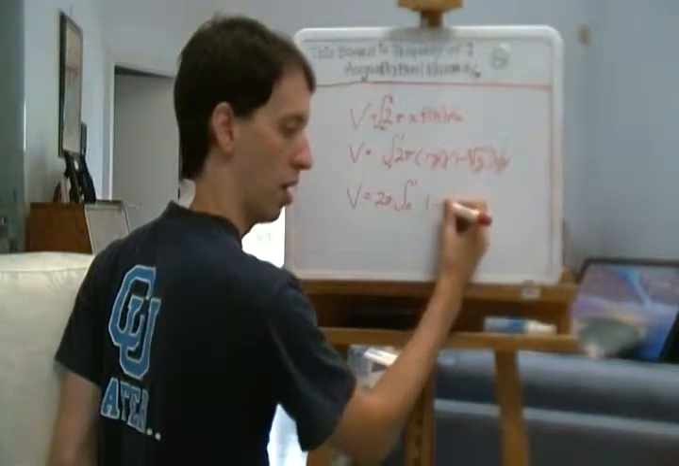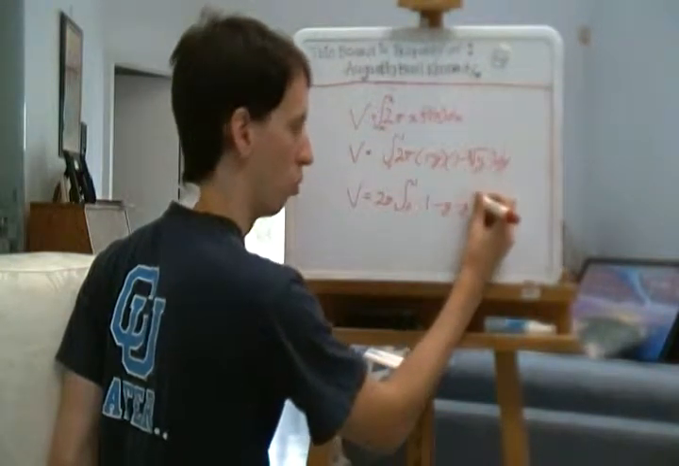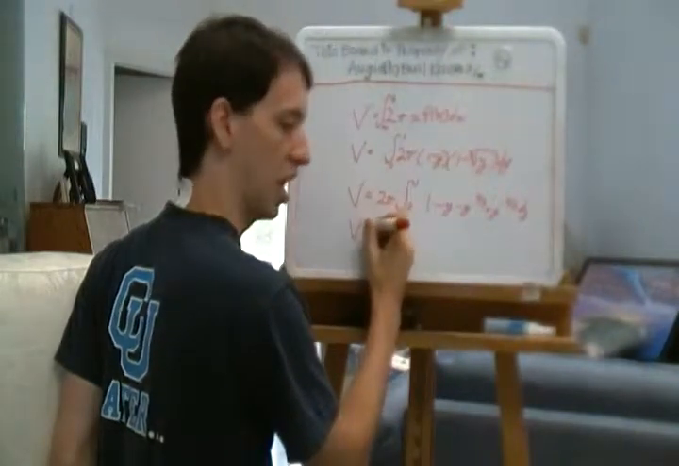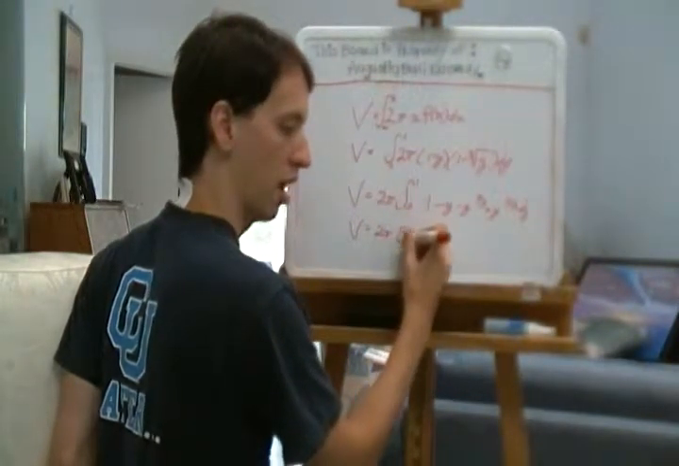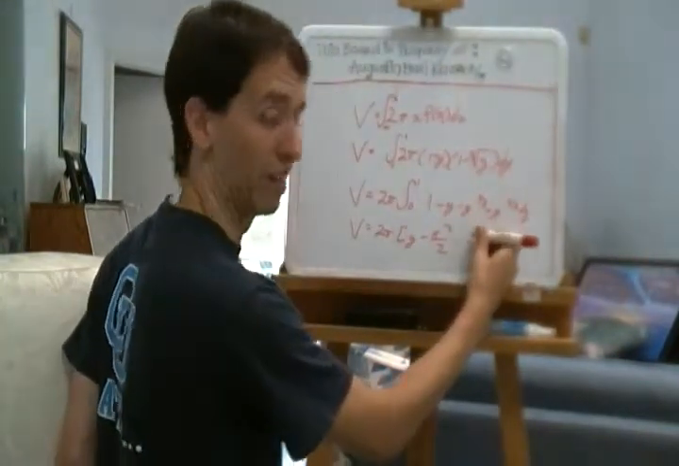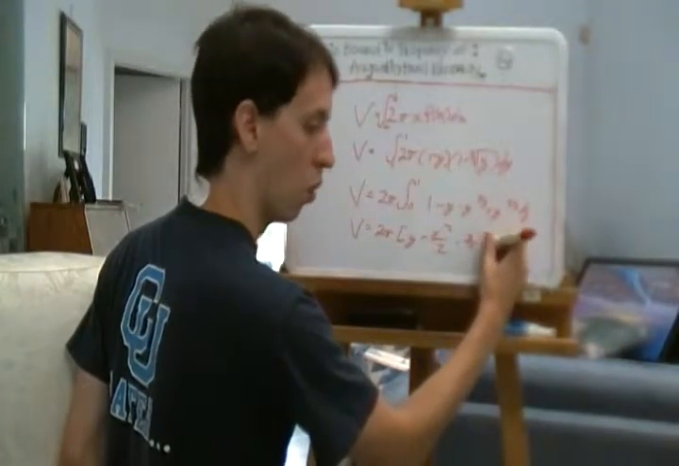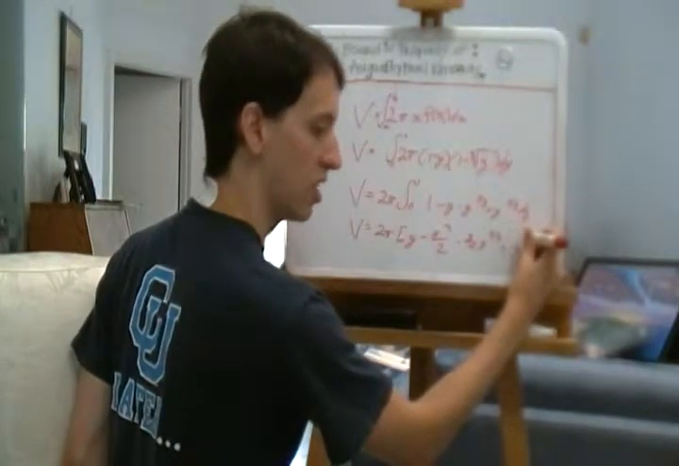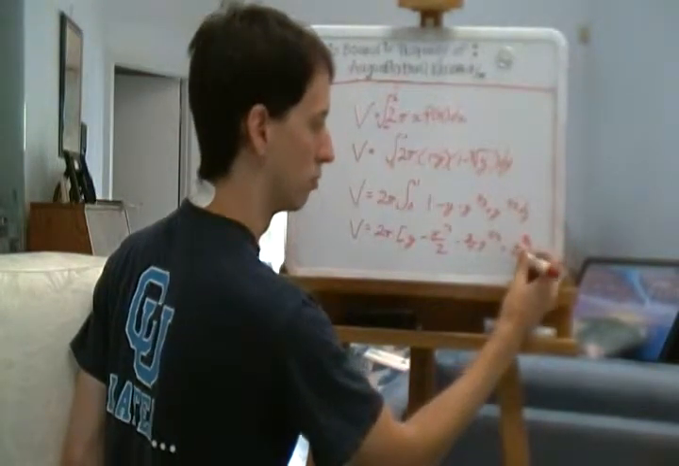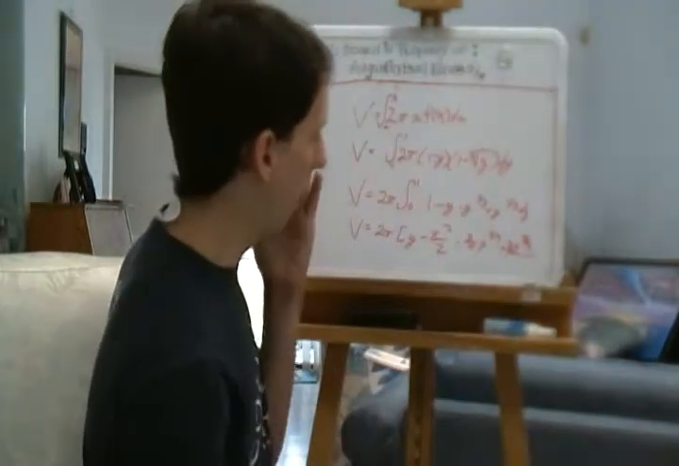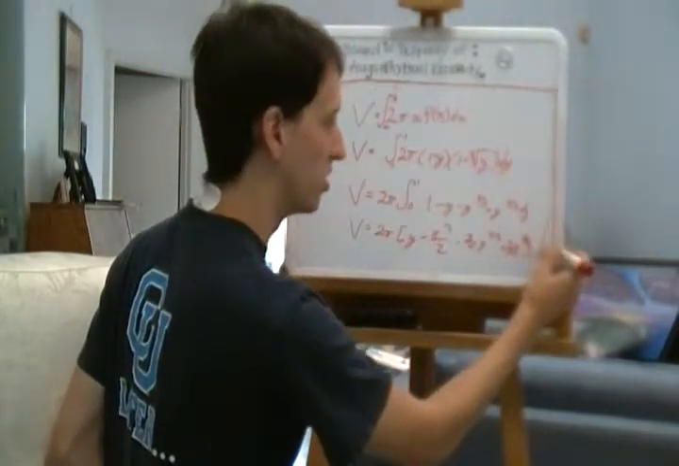1 minus y to the 1/3 plus y to the 4/3 dy, which is the same as 2 pi times y minus y squared over 2, fundamental theorem of calculus right here, minus 3/4 y to the 4/3. Remember, add the 1, so this becomes plus y to the 7/3 over 7/3, so 3/7 times this quantity. We evaluate that between 1 and 0.